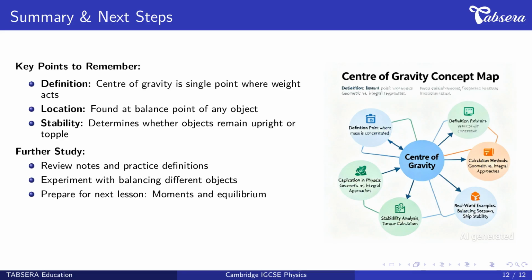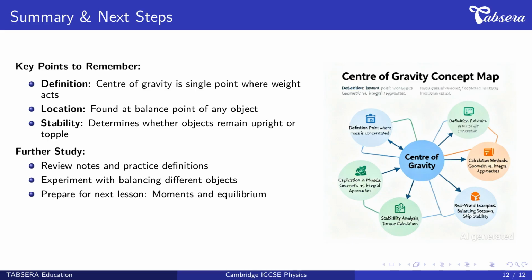Let's summarize today's lesson. The key points to remember are: first, the definition. Centre of gravity is the single point where an object's entire weight appears to act. This concept simplifies force analysis by treating complex objects as point masses. Second, location. The centre of gravity is found at the balance point of any object. This can be determined experimentally by finding where the object balances perfectly.